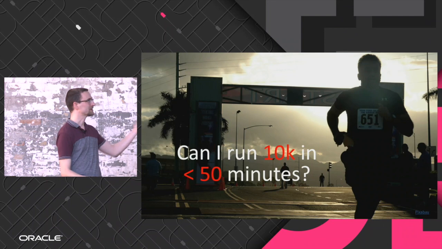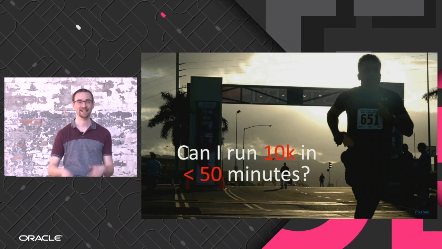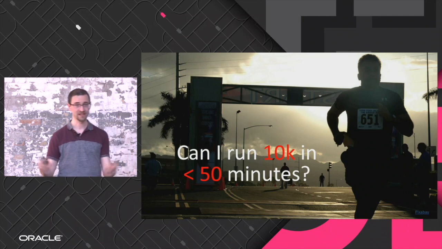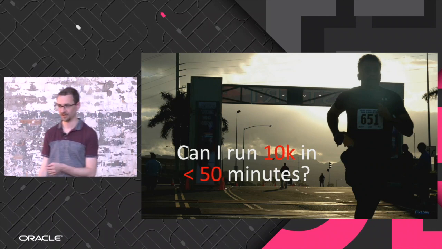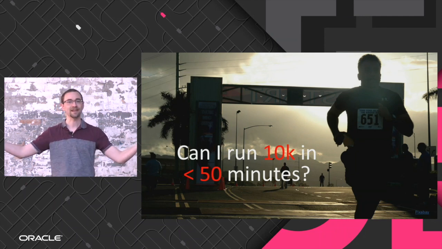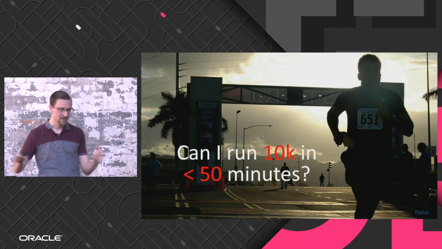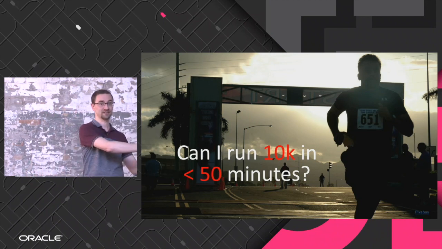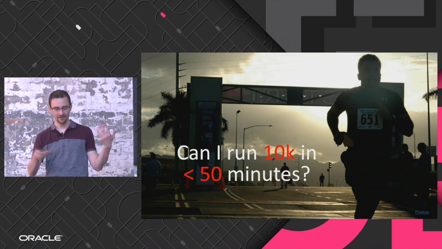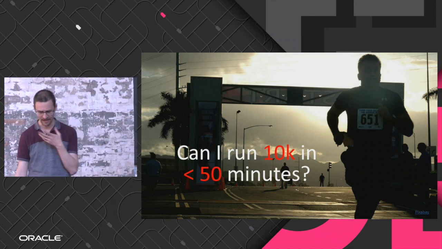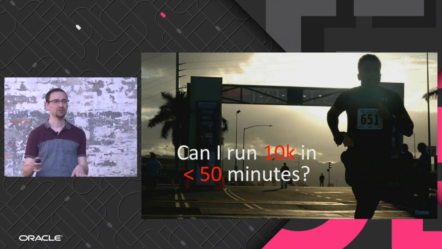In order to run 10K in less than 50 minutes, my average pace needs to be under 5 minutes a kilometer. So that's what I want to look for. Is my average pace less than 5 minutes a kilometer? What I want to do is group together runs up to a total distance of 10K. So I can say, add them up until we get to a distance of 10. What is the average pace across that? It's not ideal, but it's really just to give me a finger in the air.